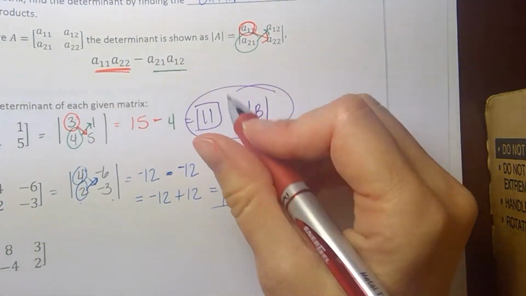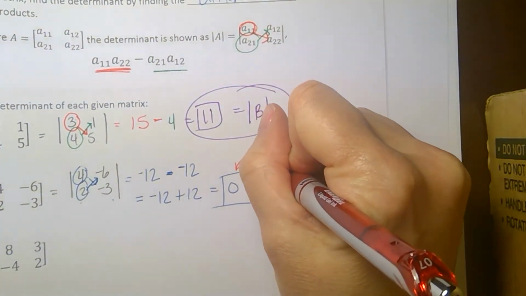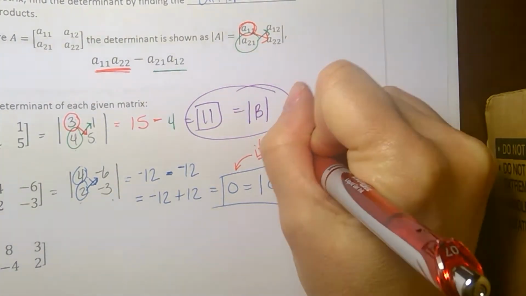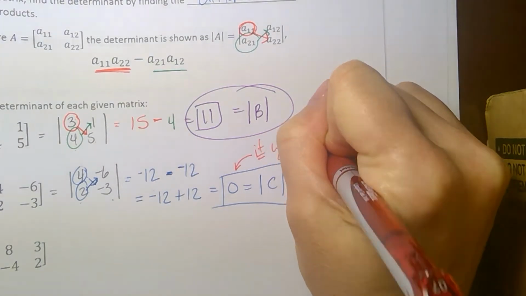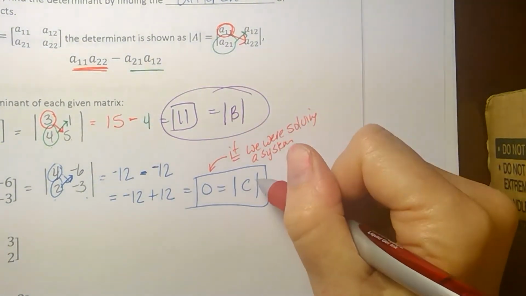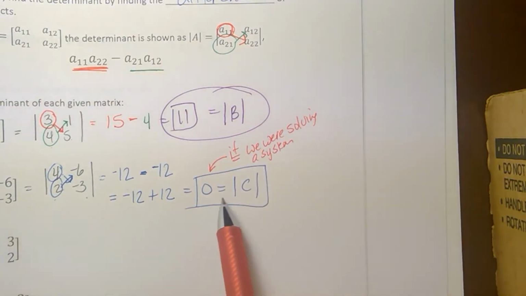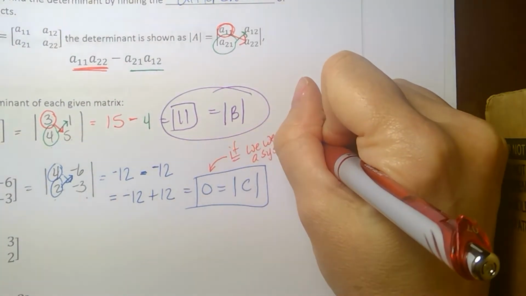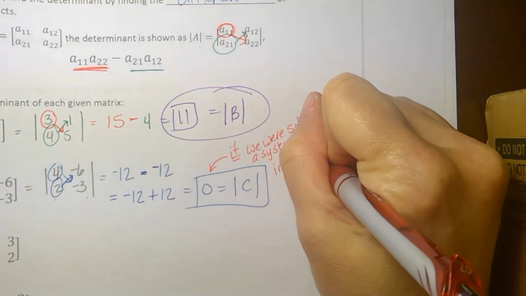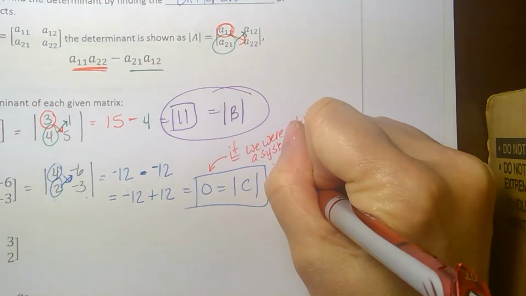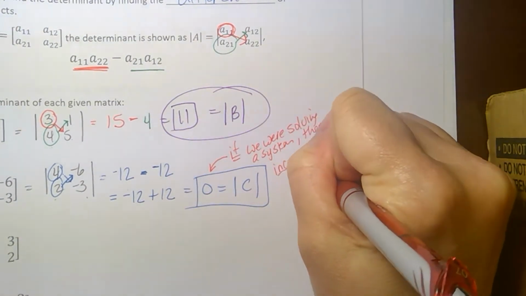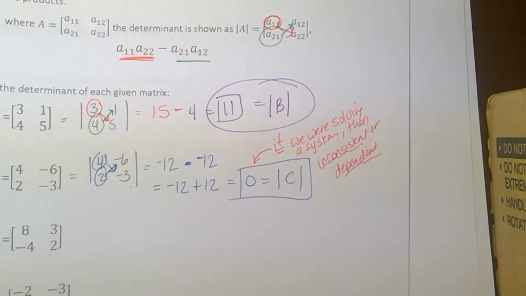So let's make a note here. If we were solving a system, and we don't have a system, we don't have any constants, so we just have a 2 by 2, it's not augmented. But if we were solving a system and we got this determinant of C is 0, then the system is either inconsistent or dependent. I either have no solution or infinitely many solutions, and I have to use another method to figure out which one it is.